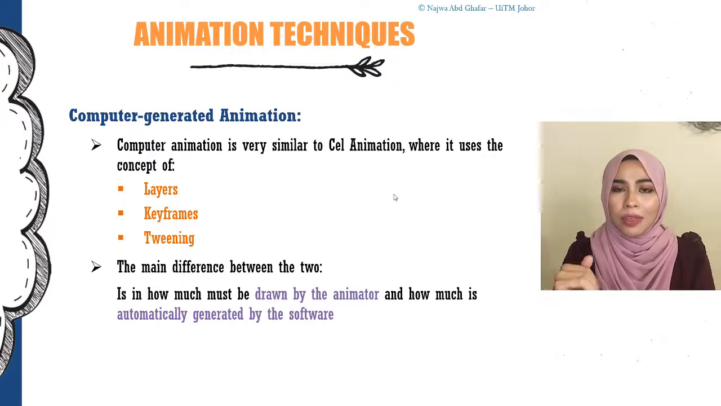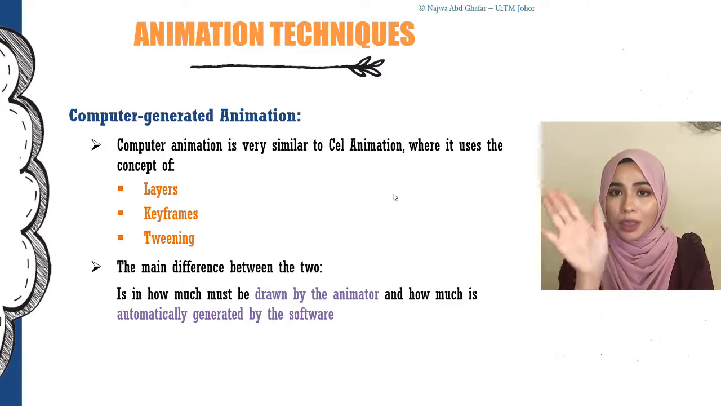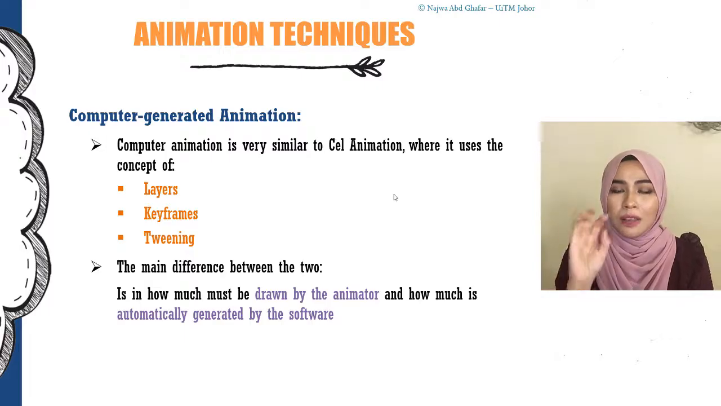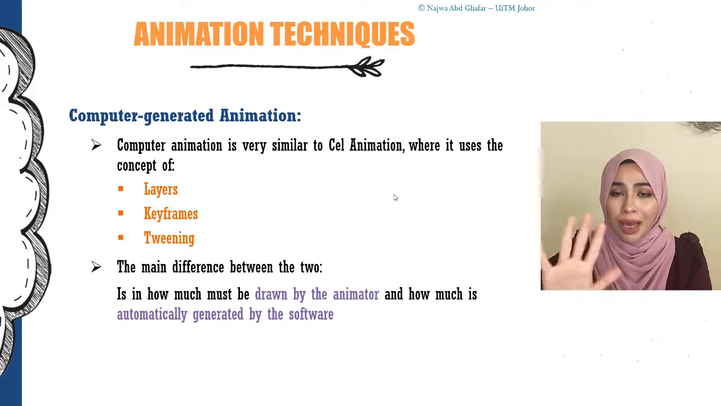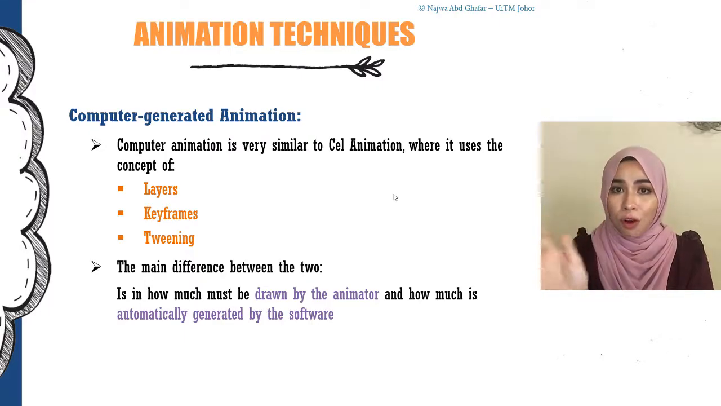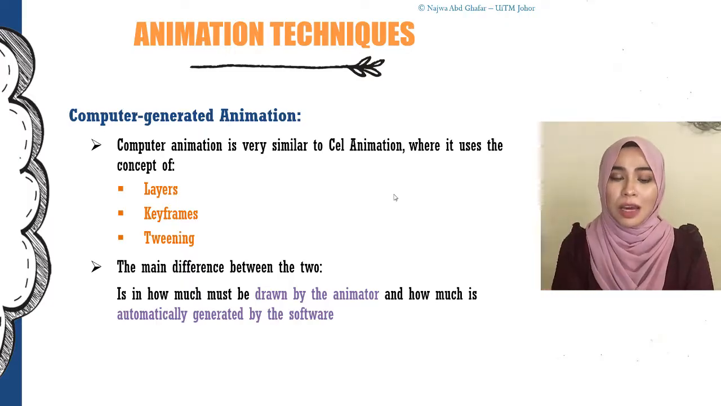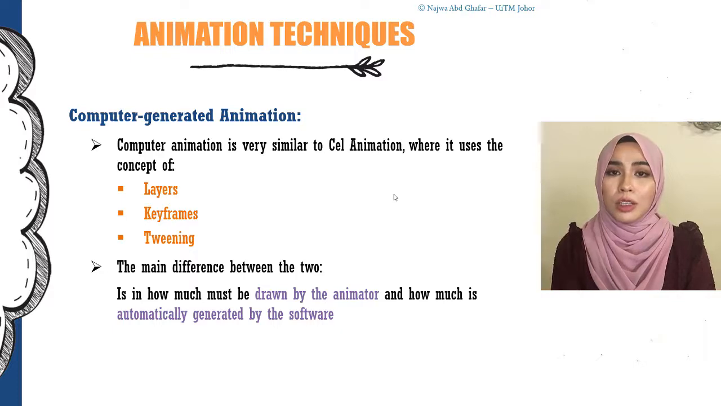With software like Flash, you don't need to draw the frames in between the keyframes, because the software can automatically create the tweening for you. So that's what it means by automatically generated by the software. It's a lot easier. You don't need to draw each frame one by one.